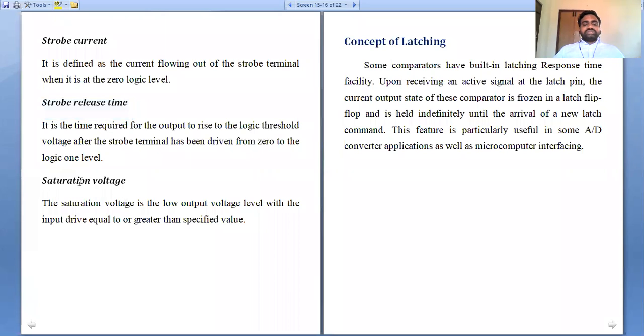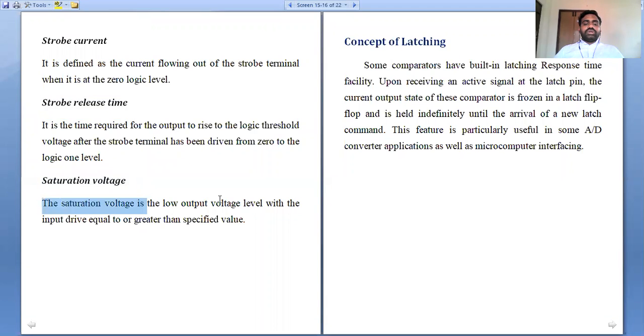Okay, the last thing is saturation voltage. We know the open loop gain of the operational amplifier is very high. We can't define the infinite condition of the open loop gain. That's why we represented the infinite condition of open loop gain in the practical scenario with saturation points. Thus those saturation points are called saturation voltages.